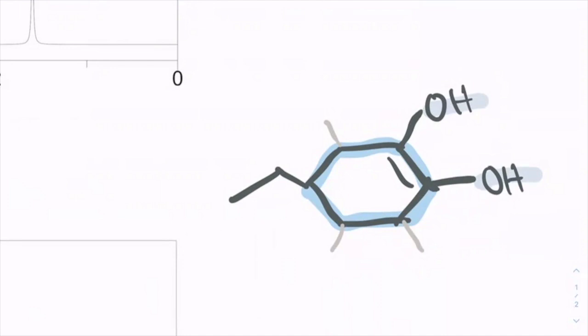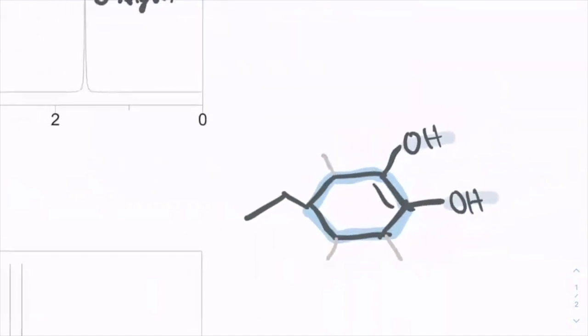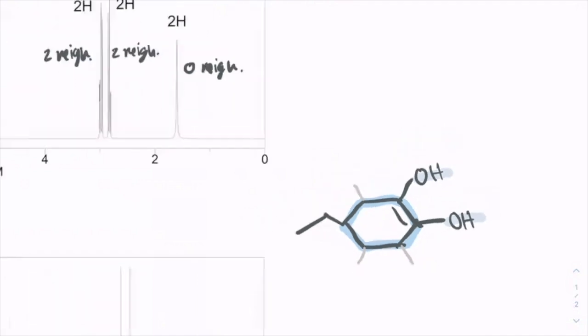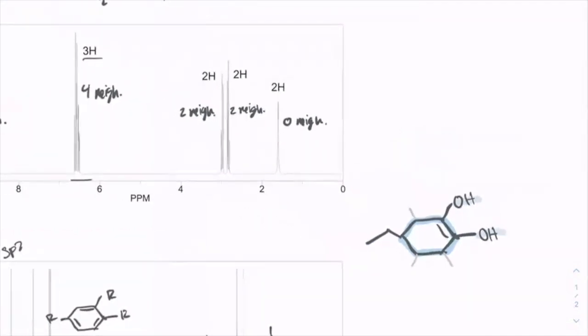So there's 1, 2, 3, 4. 1, 2, 3, 4. But I don't know. It's hard to make the methyl, even if you added a methyl instead of an ethyl, make all 3 of those hydrogens have 3 neighbors. Or 4 neighbors, I mean.